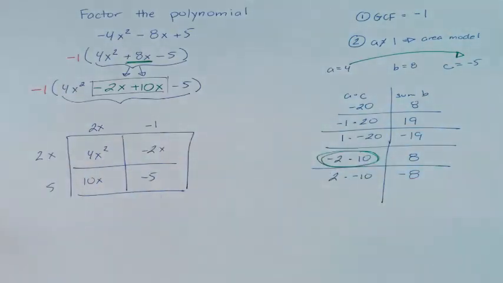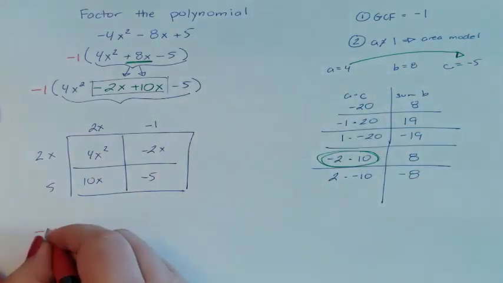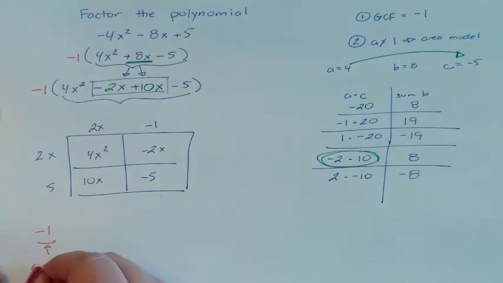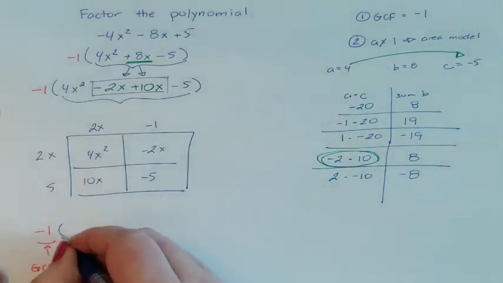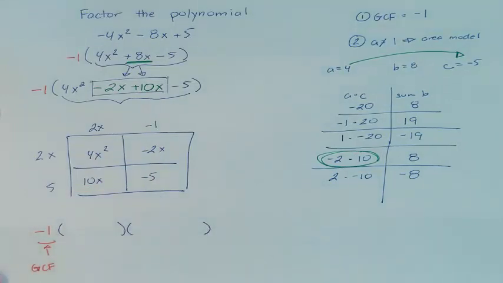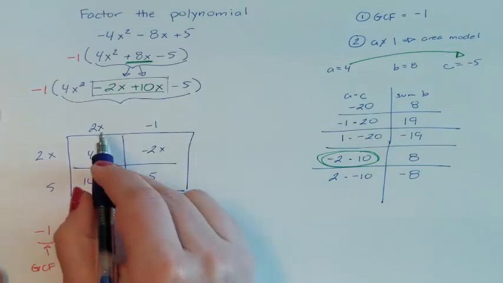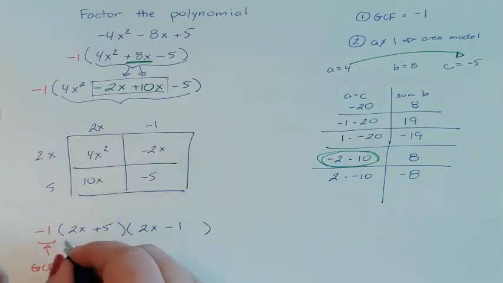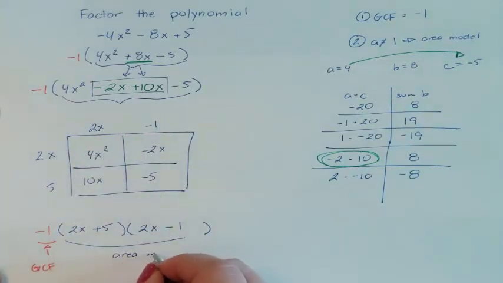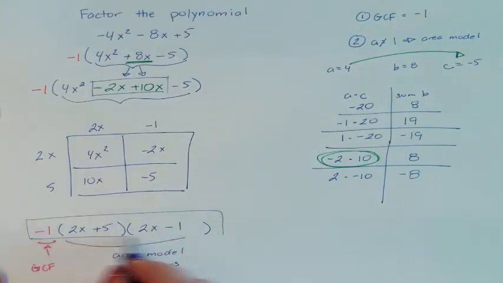So I went ahead and factored the sides. Do not forget about your GCF. Your GCF is always the first thing that gets listed in your answer. Your area model gave you two sides, which are the two parentheses. This is 2x plus 5, and this is 2x minus 1. So these two parentheses came from the area model factors. So this right here is your final answer, and you're done.